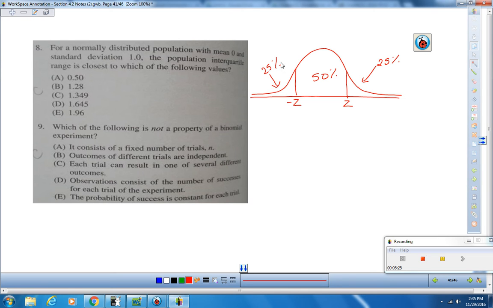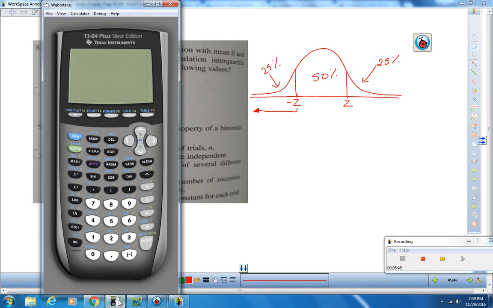Okay? If I have those 25%, if I want to calculate this z-score here, the z-score can be calculated by finding the area under the curve that is 25%. So if that area is 25%, that's going to give me the z-score. So this is where I'm going to use the inverse normal in my calculator. I'm going to do distribution, inverse normal. Remember, inverse normal, when I give it an area, it gives me the z-score from that area.